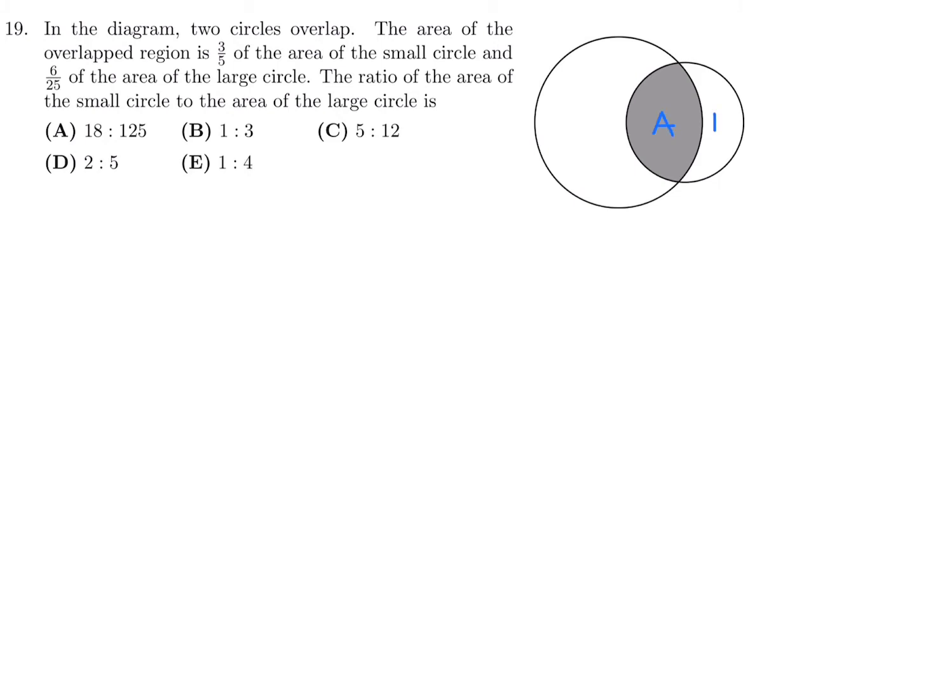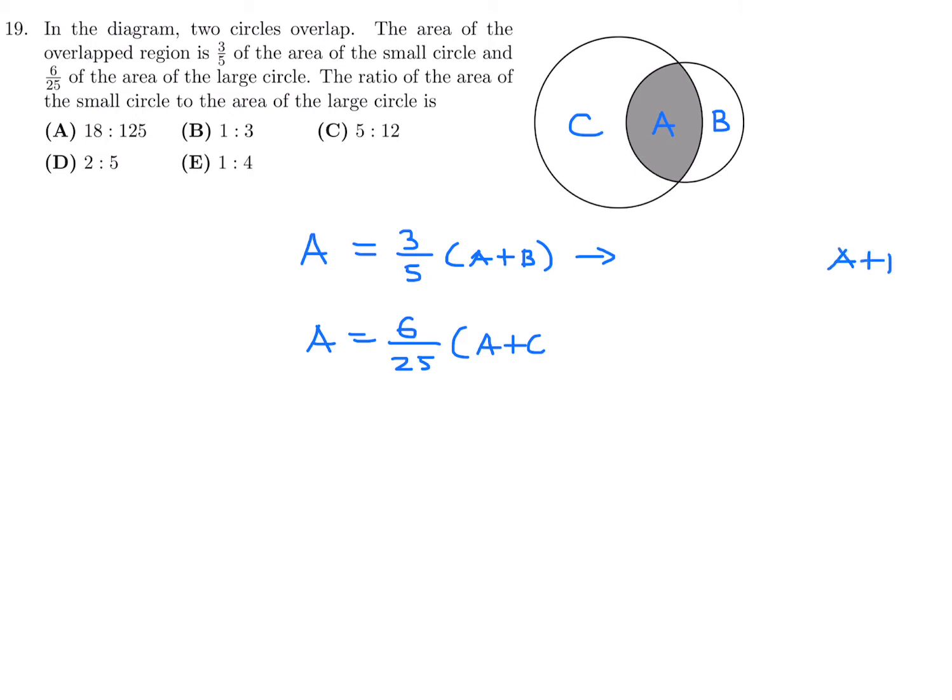Let's call this one A, let's call this one B, and let's call this one C. So based entirely on the question, A is equal to 3/5 of A plus B of the small circle. And A is equal to 6 over 25 of the big circle, which would be A plus C. So from this, if we just isolate for A plus B, it will be, if you cross multiply, 5A over 3. And from this, if you isolate for A plus C, it would be 25A over 6.